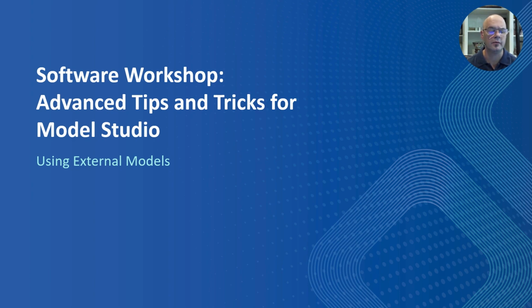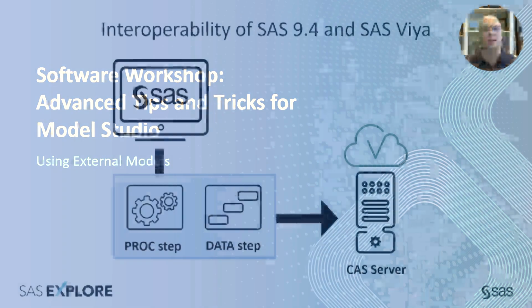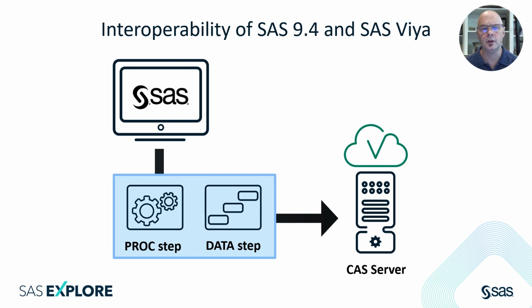So let's discuss some of the external models that we might use in Model Studio, and then we'll do some quick demonstrations. So there is now interoperability between your traditional SAS 9 programs and procedures and SAS Viya. Not only are some of the SAS 9 procedures CAS enabled, but the data steps are as well. So that means one SAS program can actually take advantage of both the SAS 9 as well as your SAS Viya engines.